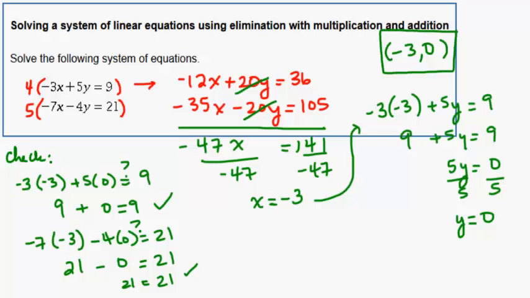Now notice this is just what I got when I checked. My answer is the point (-3, 0), which is the solution to this system, which means that if we were to graph these two lines, they would intersect at the point (-3, 0).